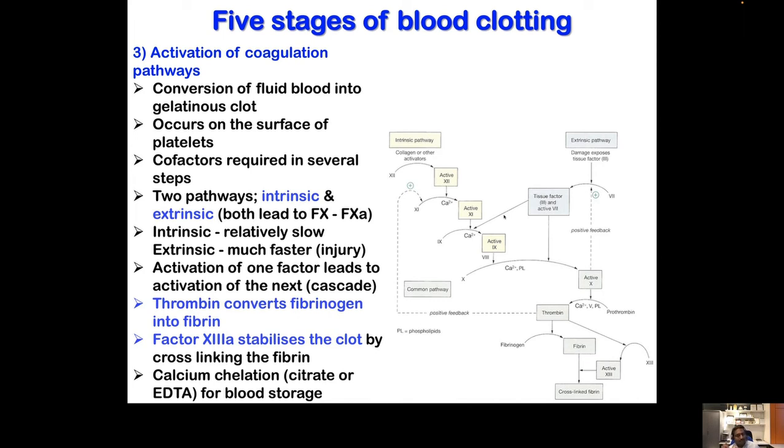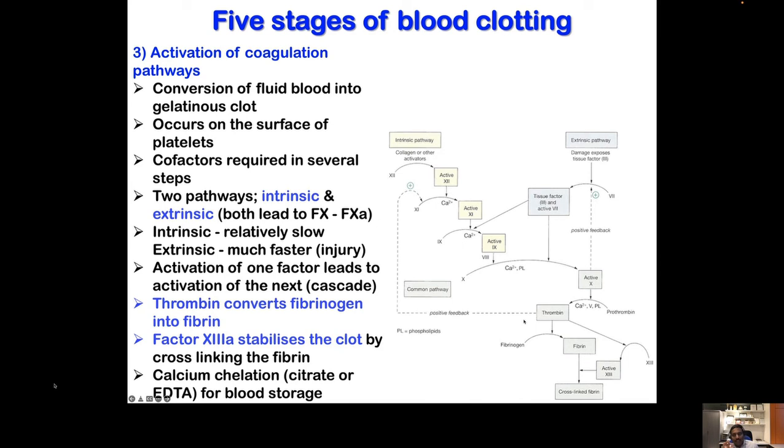Activation of one factor leads to activation of another factor. So this is a cascade event. When you activate one factor, immediately that will go and activate the next, and the next. It's like a signaling cascade. That's why this is called the coagulation cascade. So at the end of the coagulation cascade, thrombin will be produced. When the active form of factor 10 is produced, which is the common pathway for both pathways, prothrombin will be converted into thrombin.